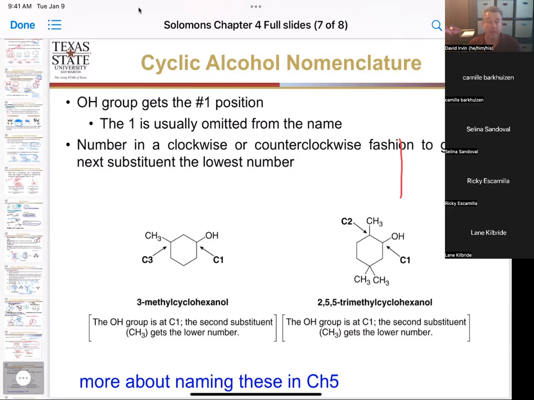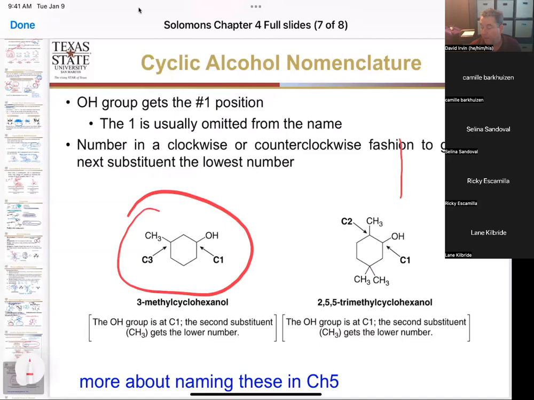be number 1. Now, if you have a choice, you need to try to get it to be at the lowest number. So in this case here, we have C1 is where the OH is. So that's 1-cyclohexanol, which means we don't have to actually label it as 1 because we know cyclohexanol has to have that OH at position 1. And we're going to go around the ring to get us the lowest number possible, which is 3. So in this case, it's going to be 3-methylcyclohexanol.